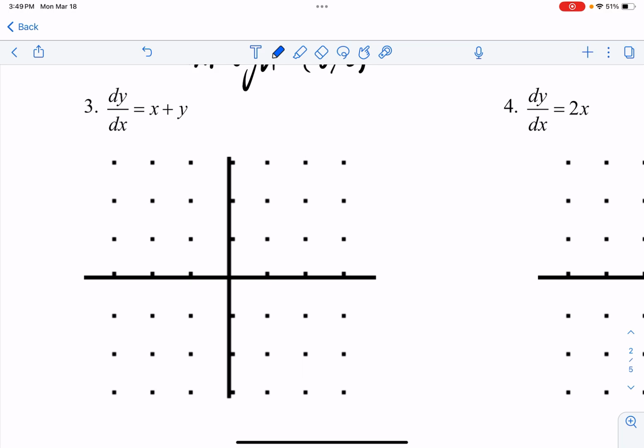At 0, 0, our slope is 0, right? X is 0, y is 0, our slope is 0. As we go up in y, as y increases, our slope is going to increase. So this is a slope of 1, this is a slope of 2, this is a slope of 3.